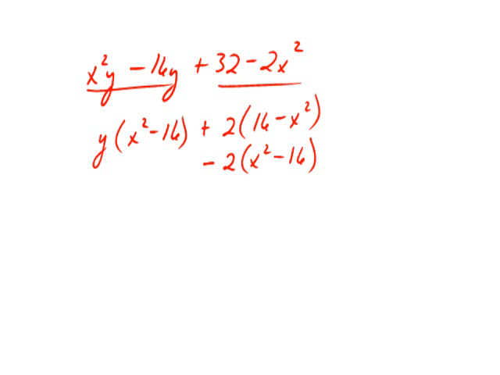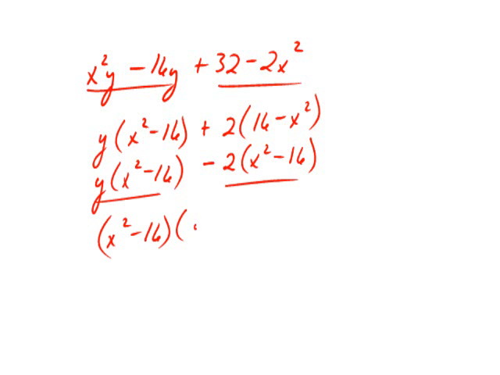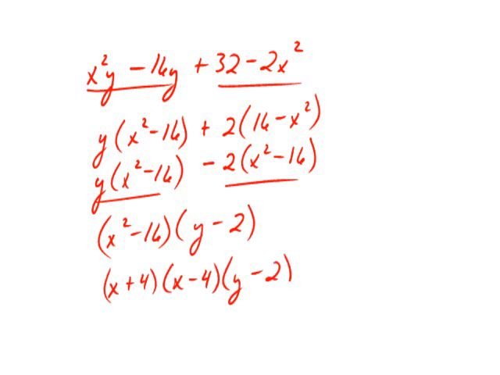I would then have a negative 2 times x squared minus 16. In other words, from the beginning to the third step, I could have factored negative 2 out instead of just positive 2. And that will give me something in common with the first part and the second part, the x squared minus 16. Factor that out, leaving me with y minus 2. And once again, the x squared minus 16 is the difference of squares. Factoring into x plus 4, x minus 4, times y minus 2.